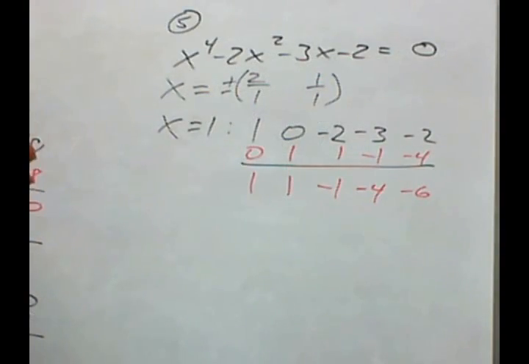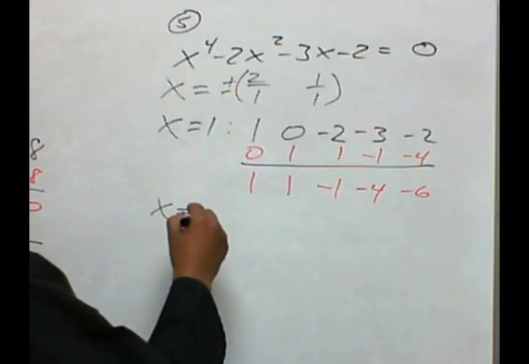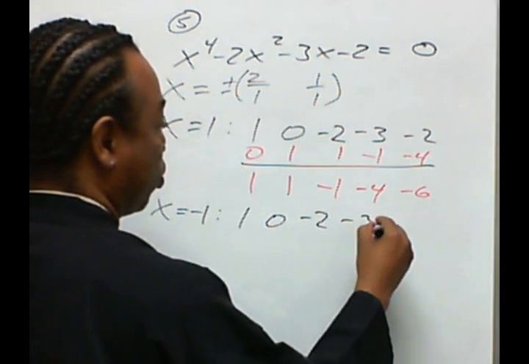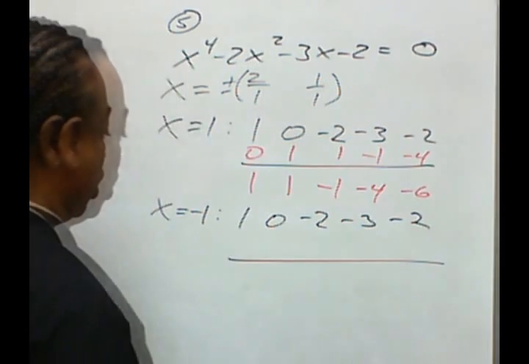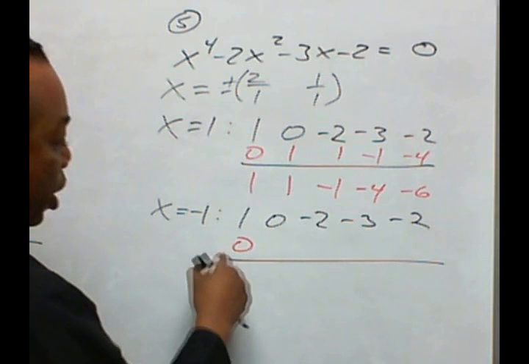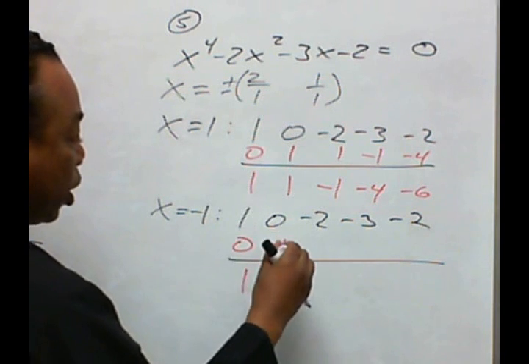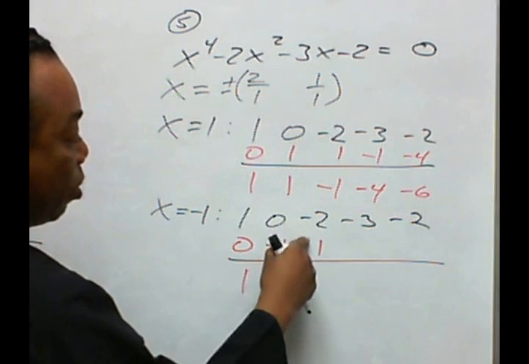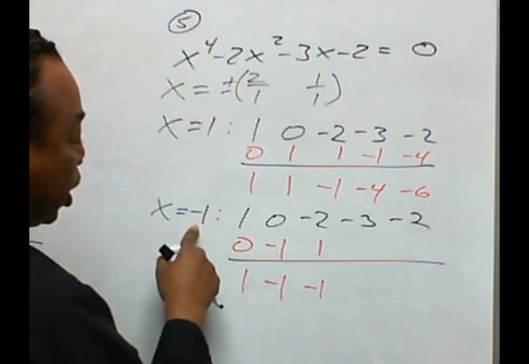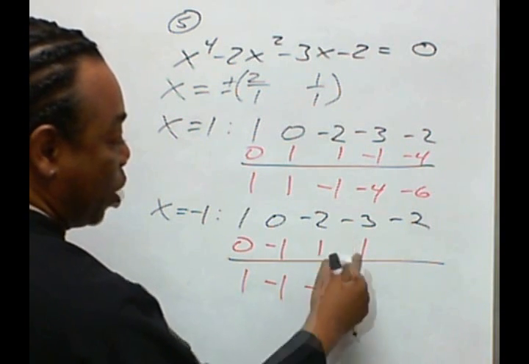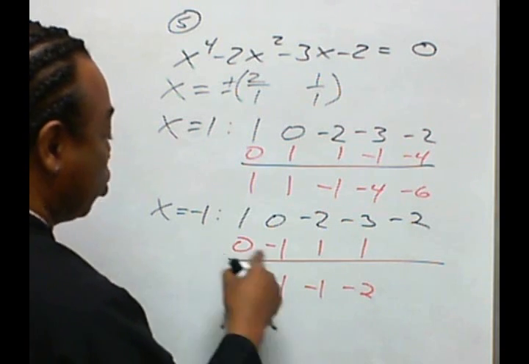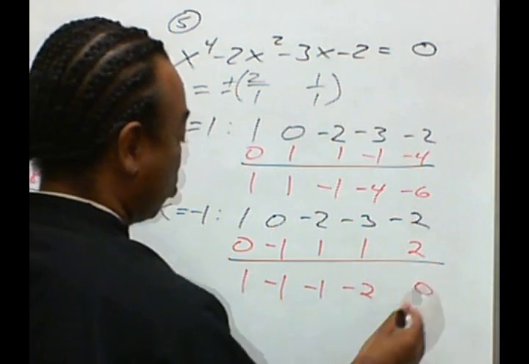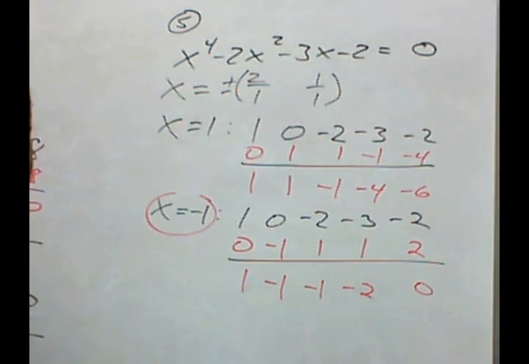Next I want to try x is negative 1. So I have 1, 0, negative 2, negative 3, negative 2. Let's see what happens with this. 1 and 0 is 1. 1 times negative 1 is negative 1. 0 and negative 1 is negative 1. Negative 1 times negative 1 is positive 1. Negative 2 and positive 1 is negative 1. Negative 1 times negative 1 is positive 1. Negative 3 and positive 1 is negative 2. Negative 2 times negative 1 is positive 2. And negative 2 and positive 2 is 0. So negative 1 is a solution.